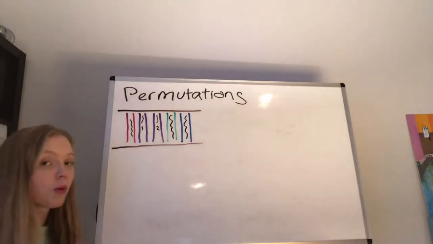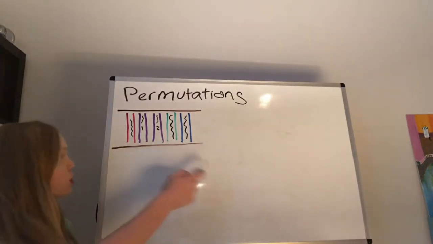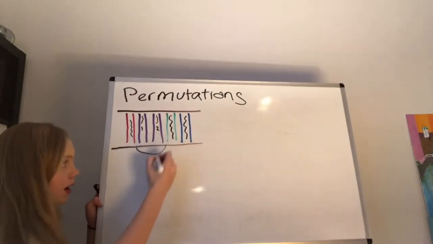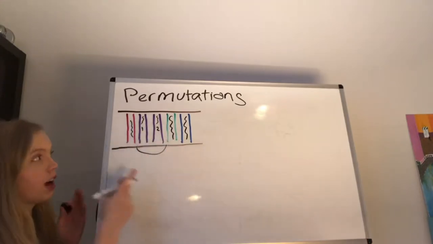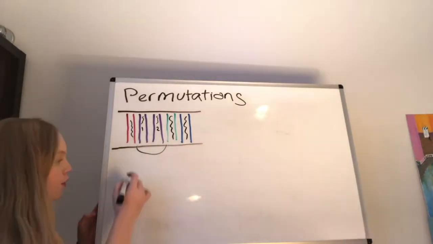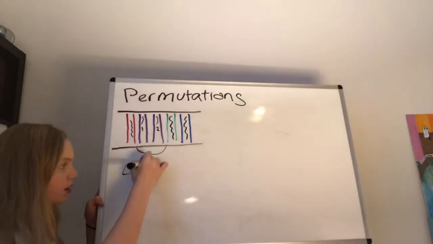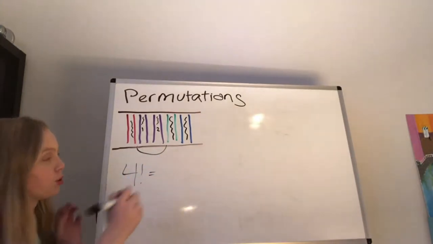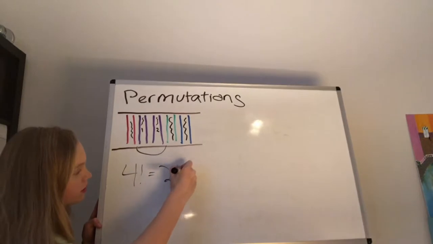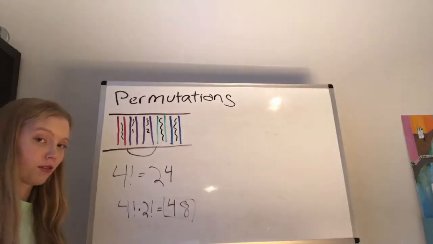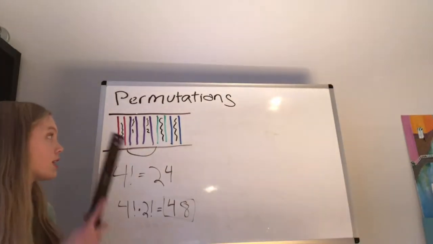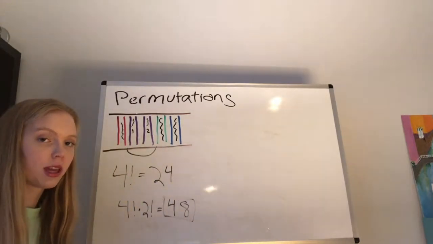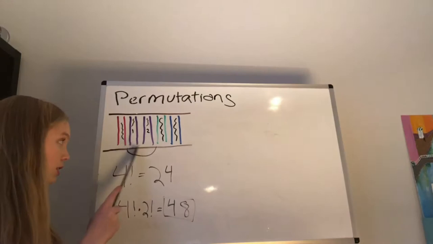Well, what we're going to do is first treat this like it's 1 book, right? And then we're going to figure out how many ways we can permute the whole shelf, which is 4 factorial, which is, I believe, 24. But we aren't finished, right? Because for any of those 24 ways we arrange this, we could always arrange these books differently.